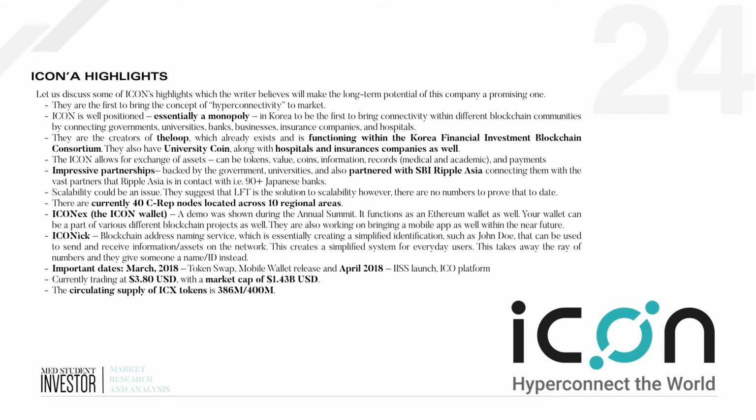ICONIC, blockchain address naming service, which is essentially creating a simplified identification, such as John Doe, that can be used to send and receive information assets on the network. This creates a simplified system for everyday users. This takes away the array of numbers and they give someone a name ID instead.